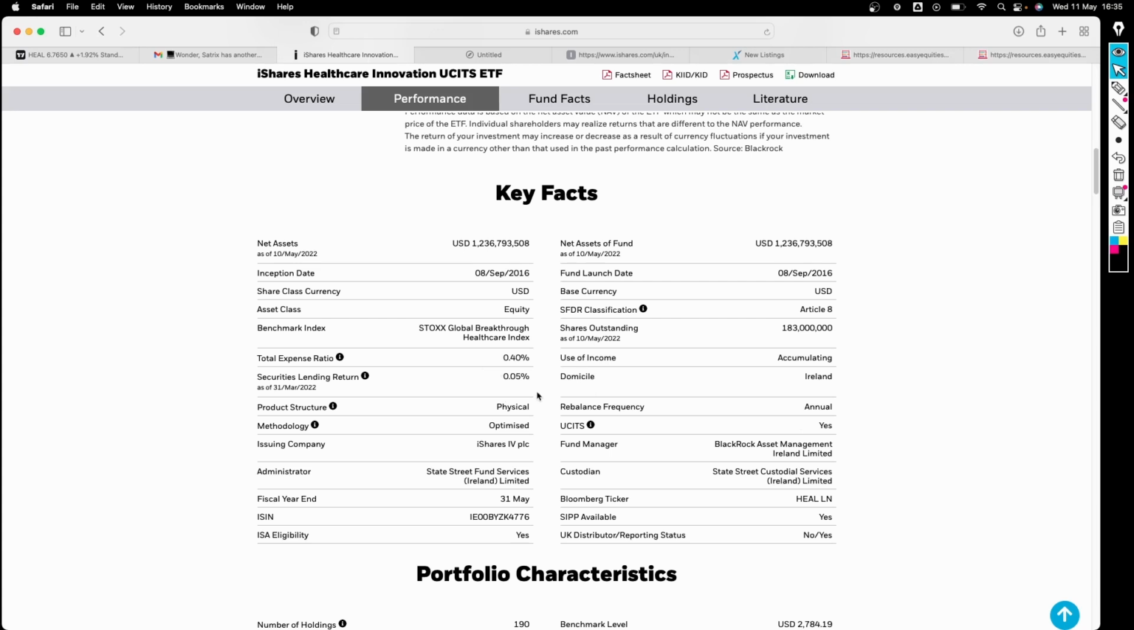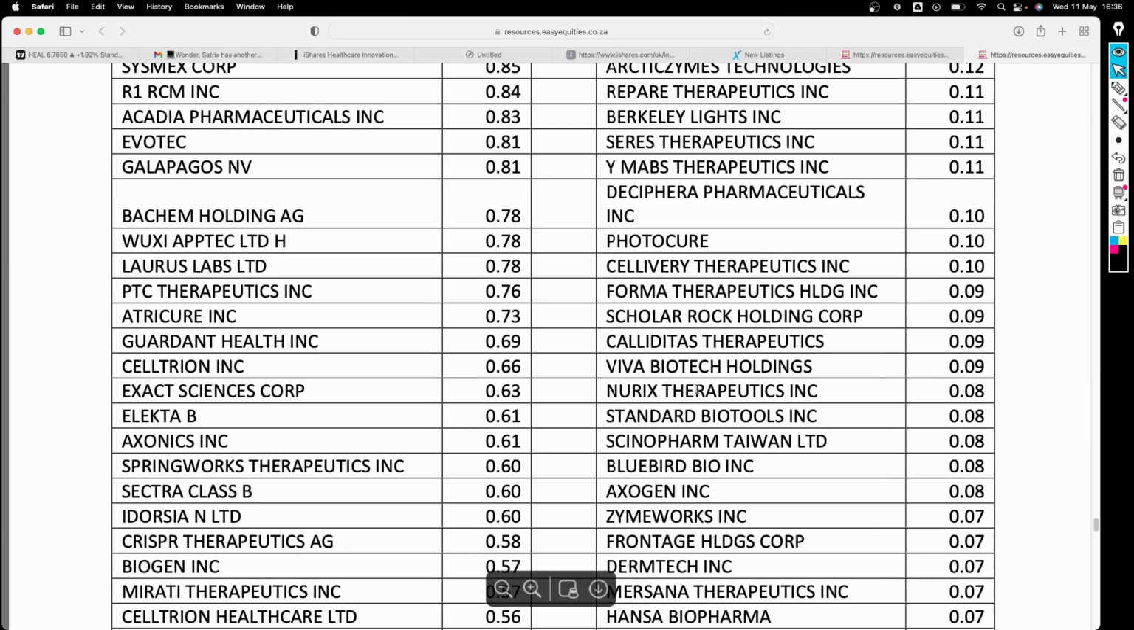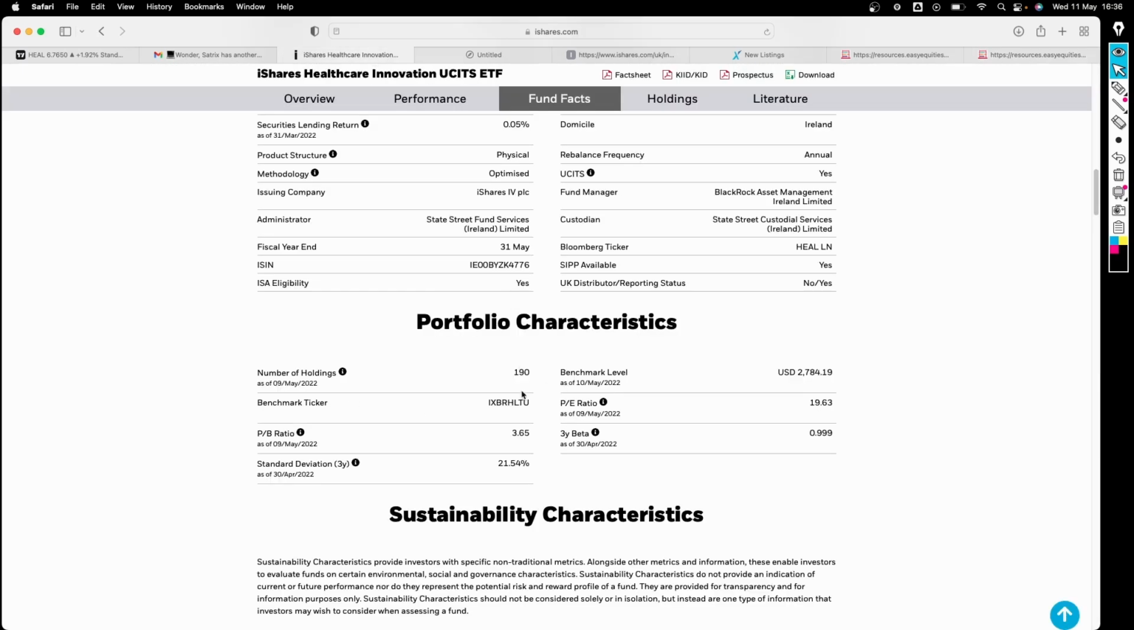I know that there are ETFs that have a total expense ratio that is less than 0.1%, or that is less than 0.4%. Let me put it like that. But it's still passively managed, and the fund manager is Blackrock Asset Management, the Ireland part of Blackrock. Then when we look at the portfolio characteristics, we see that it has 190 holdings. Remember, when we went through this, we saw that it has a lot of holdings underneath there. Here they give a number, about 190 holdings.